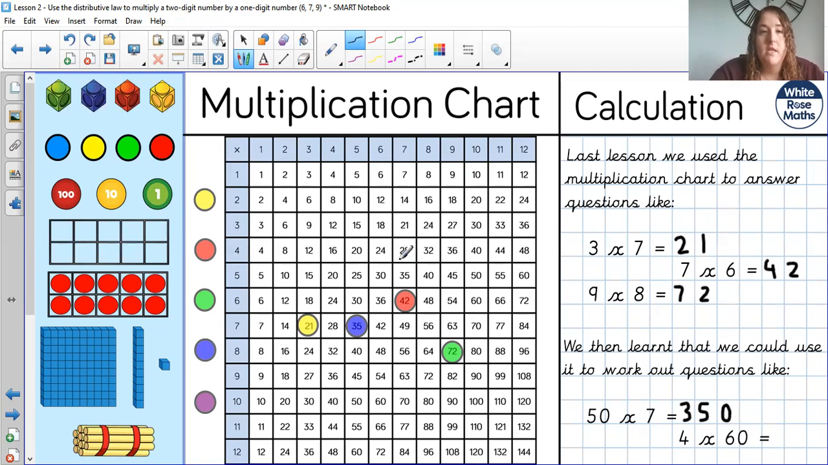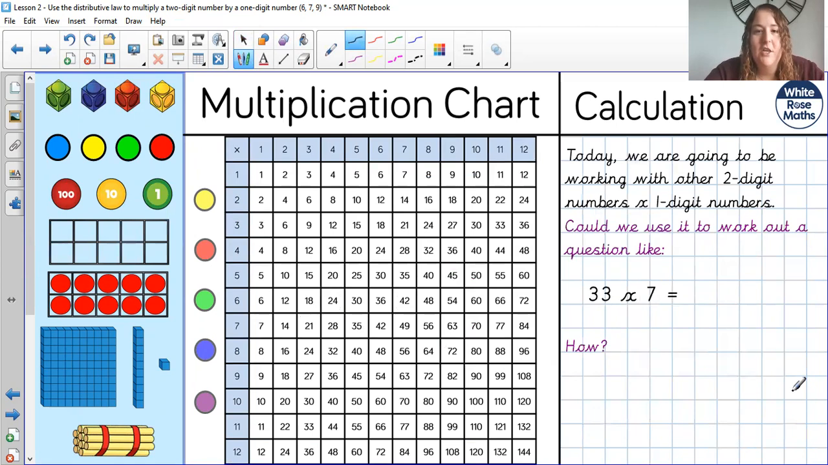Then the same for 4 times 60. I'm going to start with mapping 4 times 6 on my multiplication chart, which is 24. But the answer can't just be 24. I need to move everything to the left and times it by 10 because it's 60, and that one was 50. So I need to add my space saver 0 on to make 240. Everyone happy with that? Hopefully.